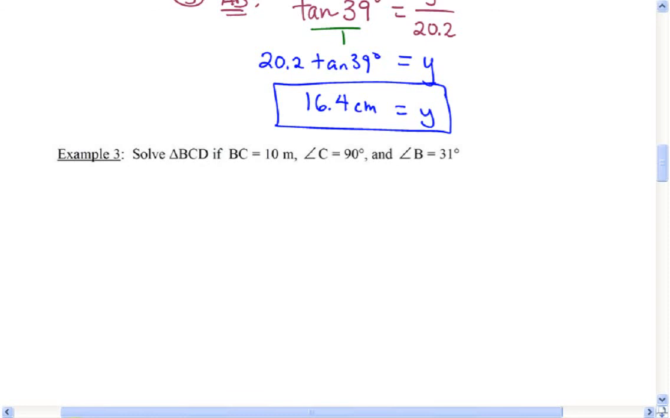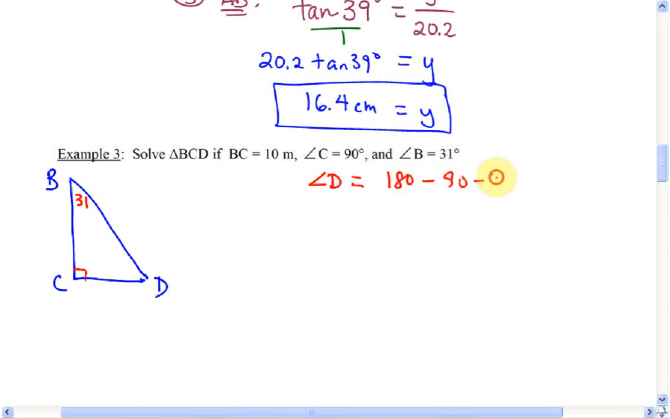Okay, BCD. Now, even drawing the triangles could be different. I could draw the triangle like this, BCD. You could switch this around. It doesn't really matter. In the end, it'll be the same. Angle C is 90. Angle B is 31. So I'm thinking right now I can automatically solve angle D. 180, take away 90, take away 31. I heard people say 59. Yes? Okay, so angle D is 59.